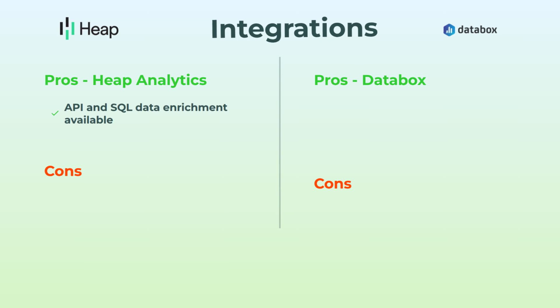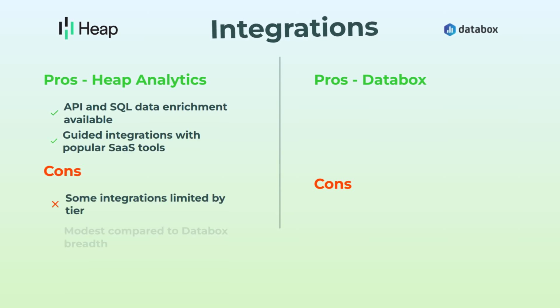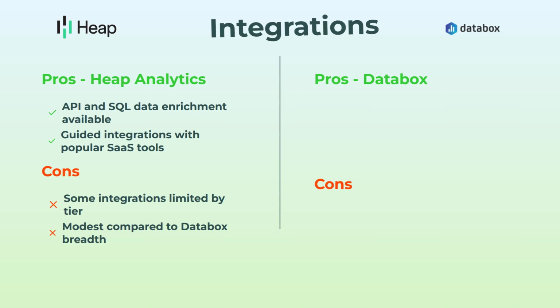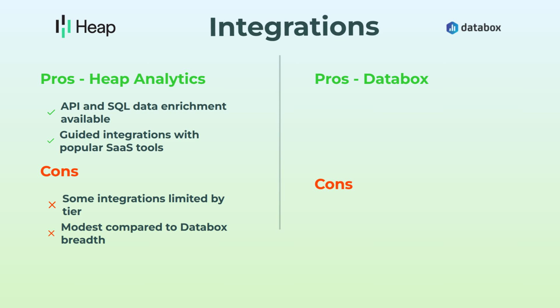Let's talk integrations. This is where the differences start stacking up. Heap gives you API and SQL enrichment, which is cool, and they'll guide you through connecting with some top SaaS apps. But their list is kind of modest, and depending on your plan, you might get some limits.